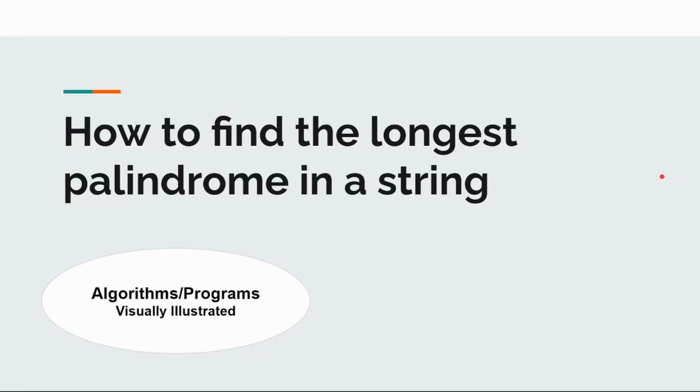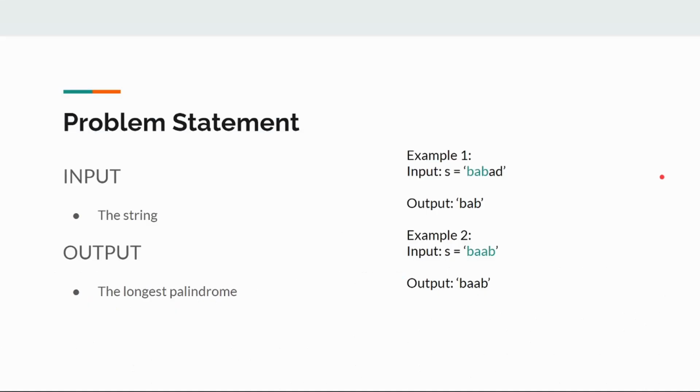How to find the longest palindrome in a string. Problem statement. The input would be the string and the output would be the longest palindrome. Example 1. The input string would be BABAD and the output would be BAB because that is the longest palindrome.